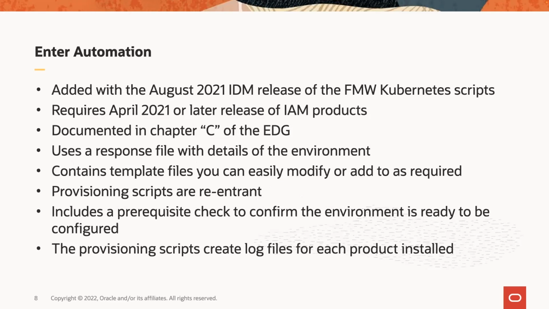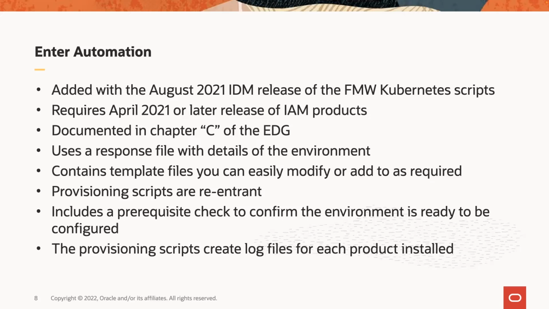In an attempt to simplify the configuration of a Kubernetes environment, a set of automation scripts were developed to configure and integrate each of the IAM products. These scripts are part of the Fusion Middleware Kubernetes scripts that are downloaded from GitHub as part of the IAM Kubernetes setup process. They are documented in Chapter C of the EDG, which provides an overview of using the scripts.